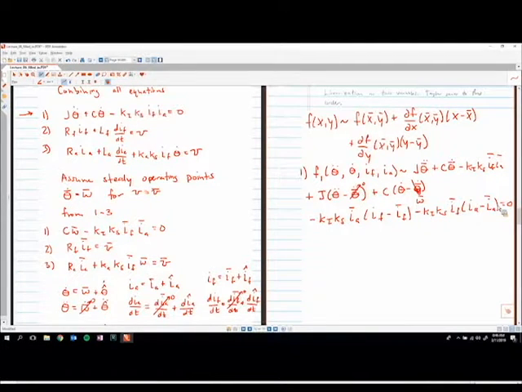Okay. Some simplifications to make our lives easy here. So we know that theta bar double dot is equal to 0.